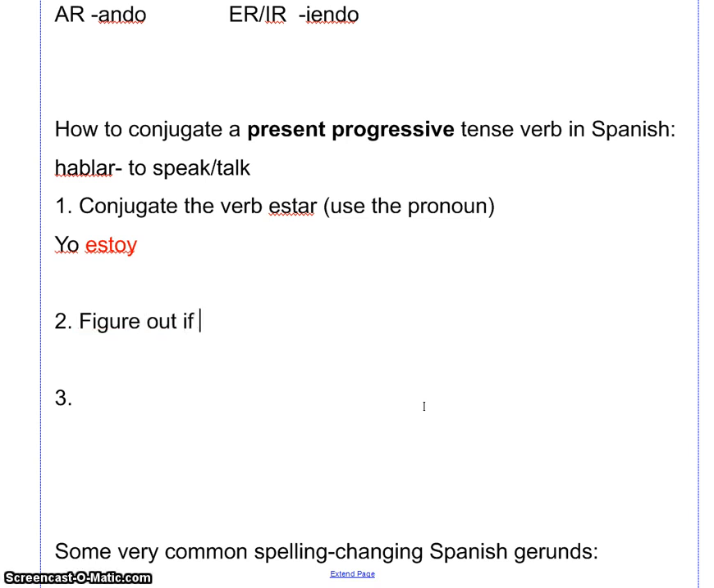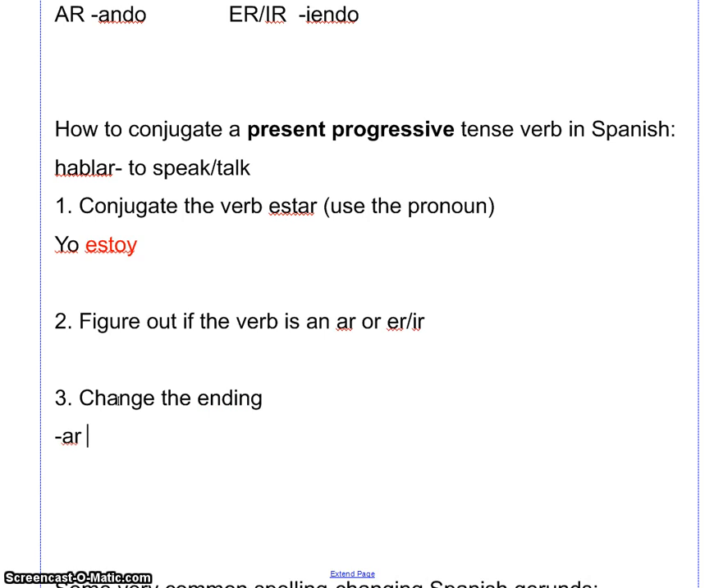Figure out if the verb, not the estar, of course, but the other verb, is an AR or an ER-IR verb, okay? Figure out if it's one of those two, and then change the ending. All right, what do I mean by change the ending? Well, easy. On AR verbs, you're going to drop the AR, like this one up here, and you're going to add ando. So let's go back to yo estoy, and I have hablar, right?